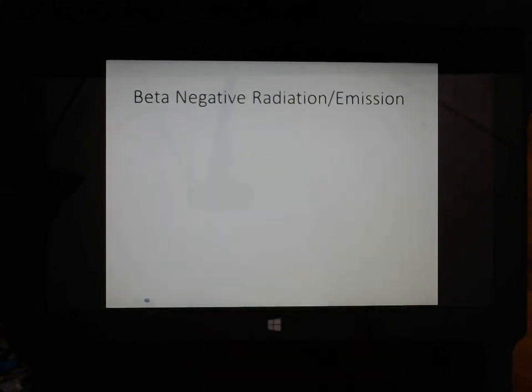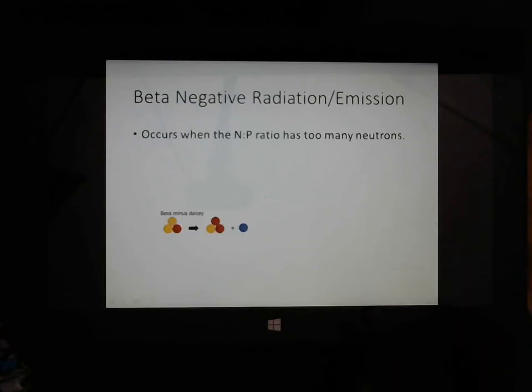So let's go on to beta negative. The result of a beta negative emission is that a neutron becomes a proton. Now the actual mechanism of that will be talked about in topic 3 when we look at the standard model in this unit. So what we need to know at this point is that beta negative emission occurs when the ratio of neutrons to protons is too far towards the neutrons. And as such, if I turn one neutron into a proton, it would become more stable.